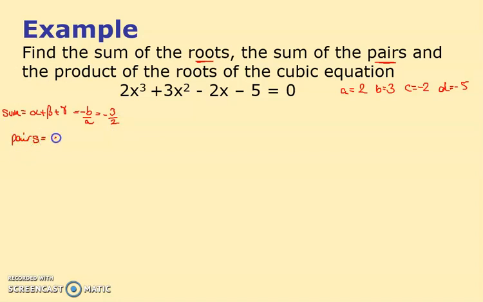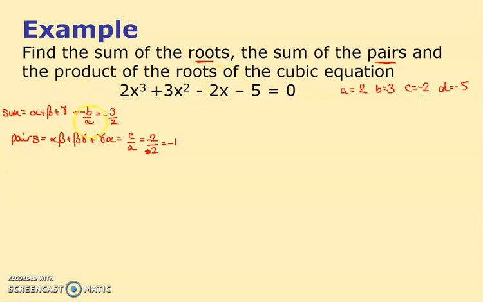Now the sum of the pairs, I just call it pairs. The pairs are this alpha beta plus beta gamma plus gamma alpha. And I literally have to just use my formula. My formula for this was equal to C over A. And C over A is minus 2 over 2. Well, that you can actually simplify. That's minus 2 over 2, rather, is just minus 1.